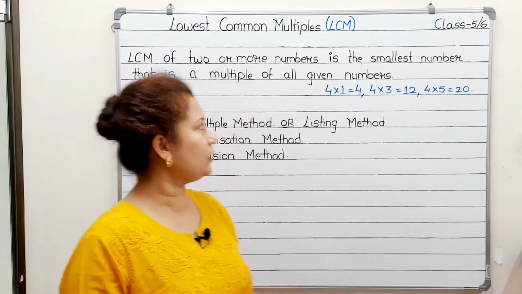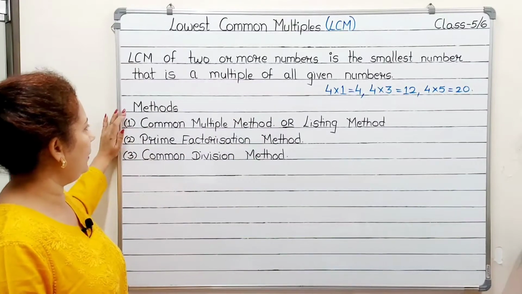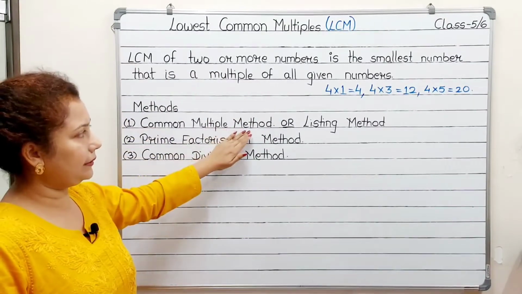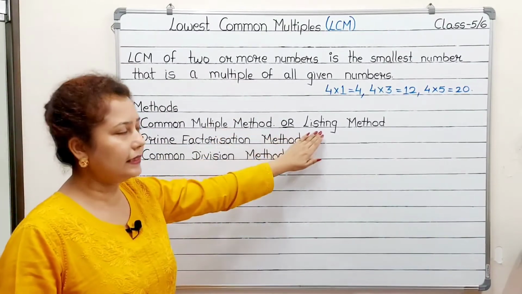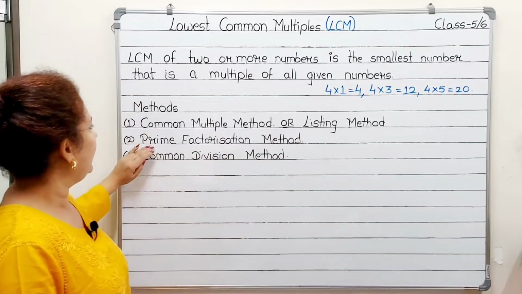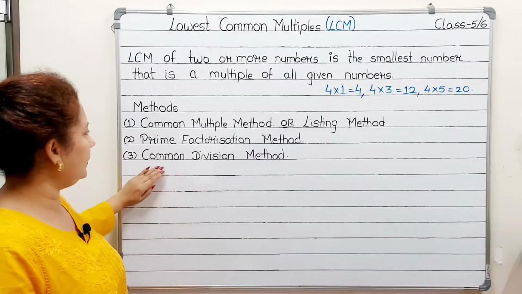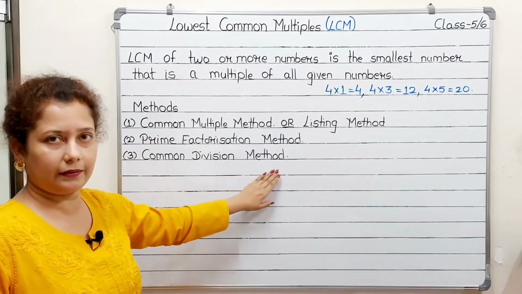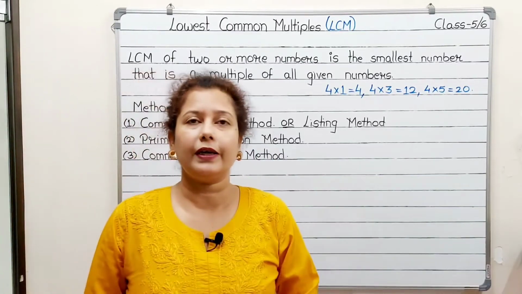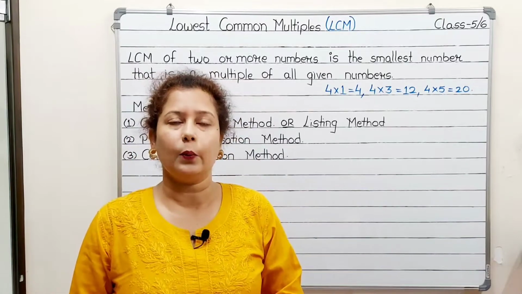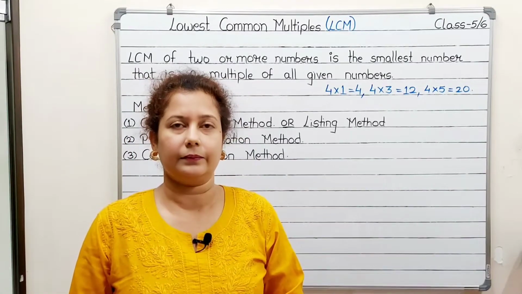The different methods to find LCM are: first, the common multiple method, which is also called the listing method. Second is the prime factorization method, and the third is the common division method. So we will understand these methods one by one in detail.